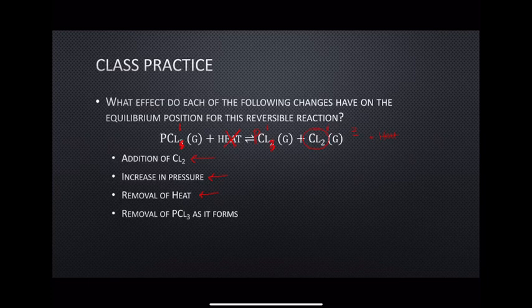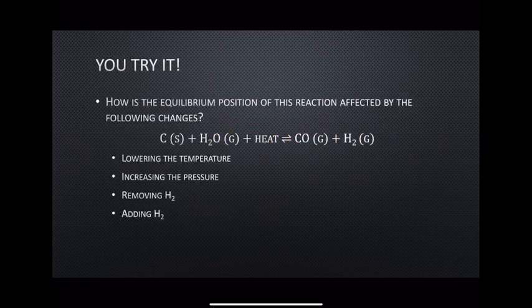And then the last one, the removal of PCl3 as it forms. So if you take out PCl3, well, we can't not have any PCl3. If we take it all out, we need to start making some more. And so that ultimately would cause it to shift back to the right to be able to make more PCl3. Okay? So that is how you do those. Now, take just a moment and pause me, and then we'll come back and look at these together. So pause now and answer those questions and then restart.